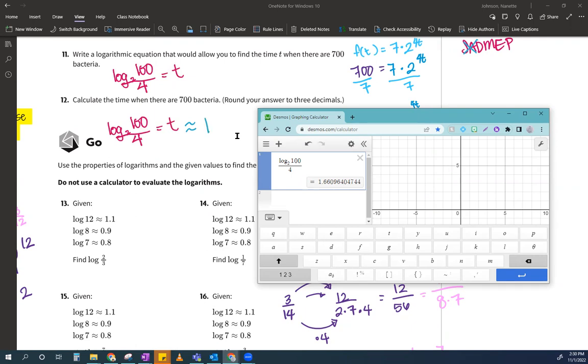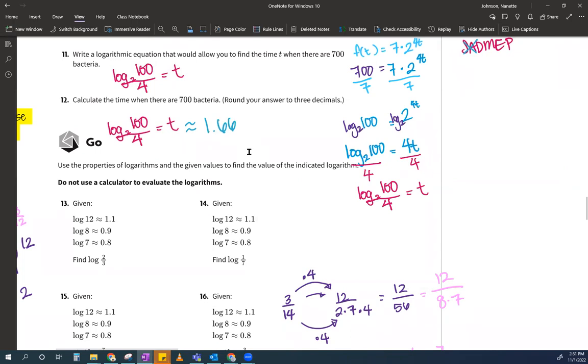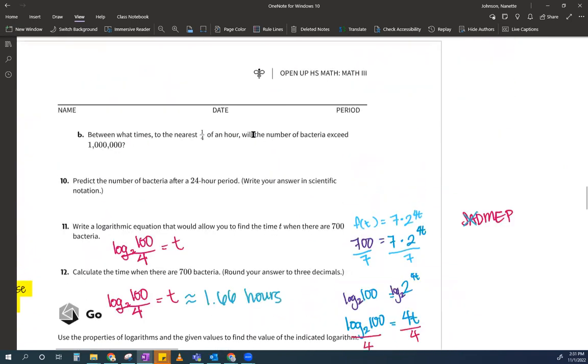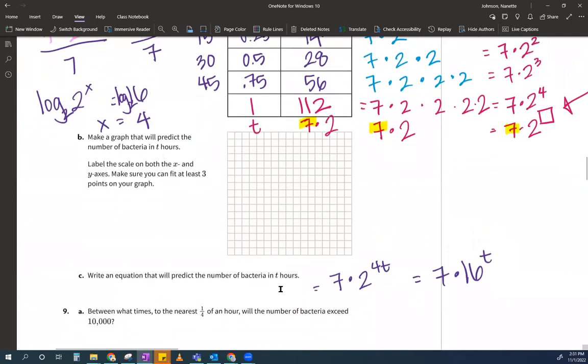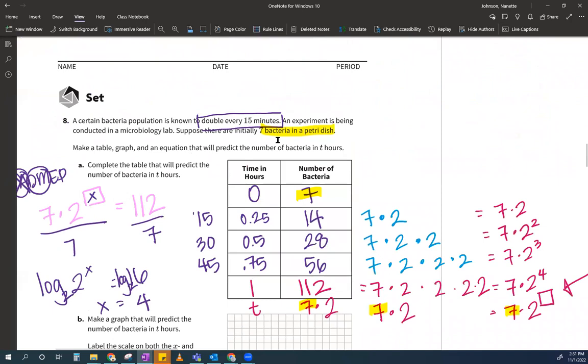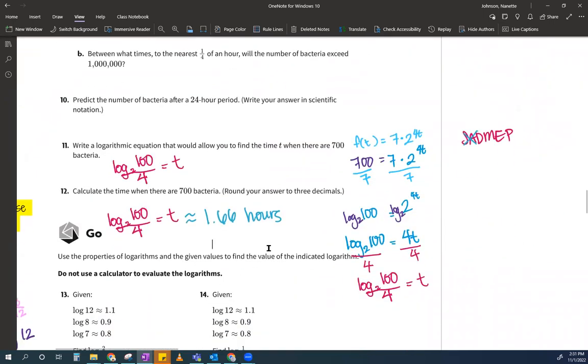1.66 hours. Ms. Shelton, how did you know it was hours, not seconds or whatever? Well, initially when they gave us this context, see, it says it right there too, t hours. T is in hours. Make a table and a graph that'll be in t hours. So this whole time, my t has been in hours. So here's how you did it. As long as you had that equation, you just plugged in. The big question that was like the key understanding here is, where does the 700 go? Does it go in here for bacteria or here for time? Right? Good.